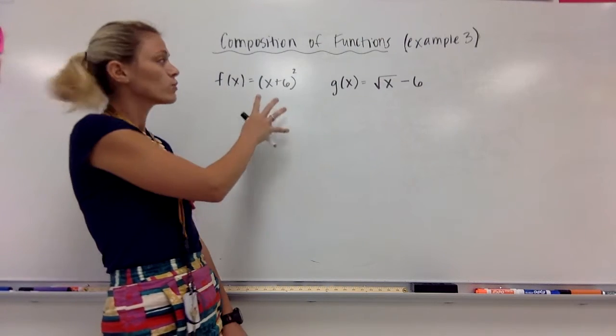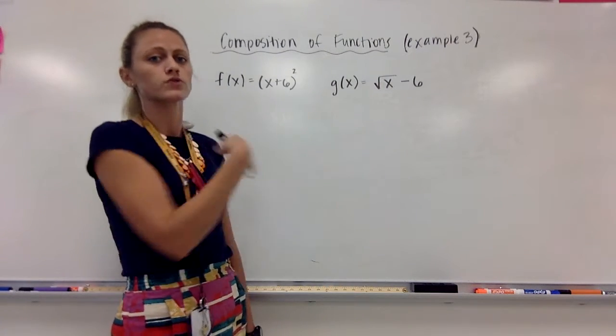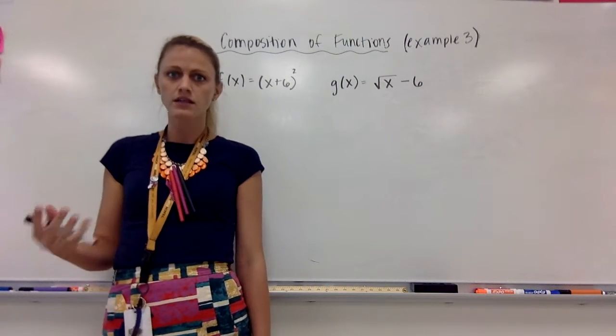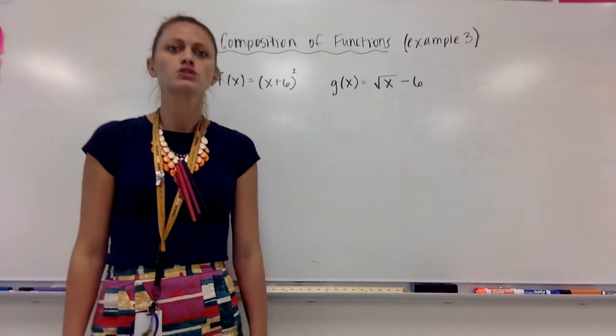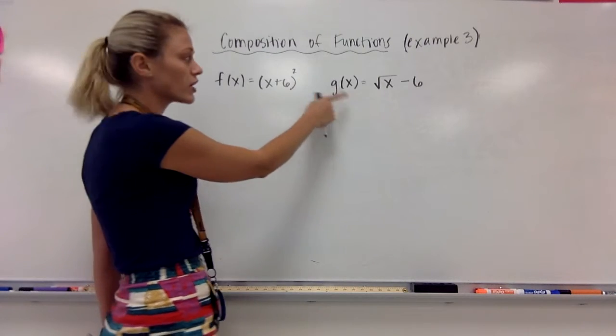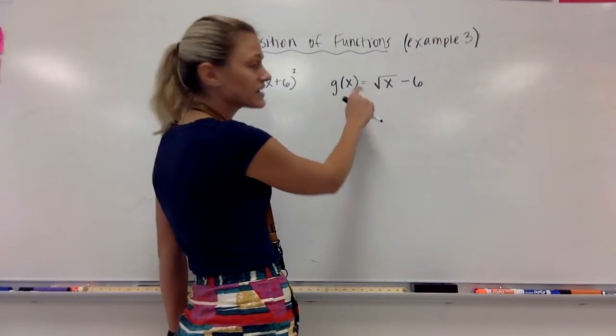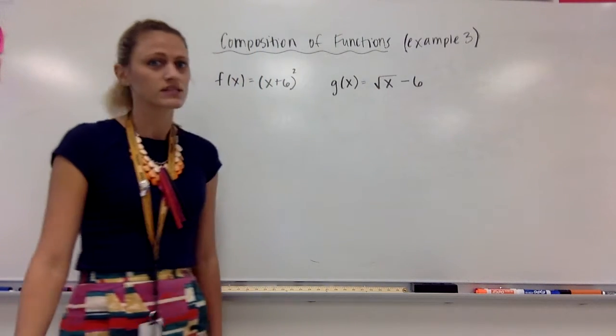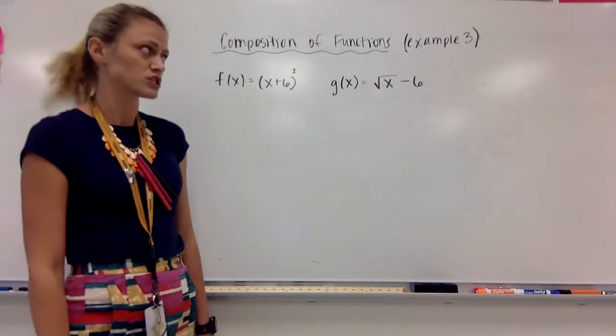So right now, we're working with a quadratic and with a square root. I wanted to give you one example that was not linear before I cut you loose. In this example, f of x equals, in parentheses, x plus 6 squared. g of x is the square root of x, and then minus 6. Notice that minus 6 is not under the square root.